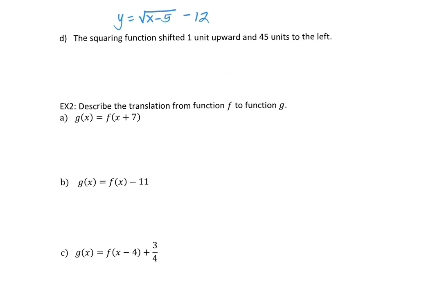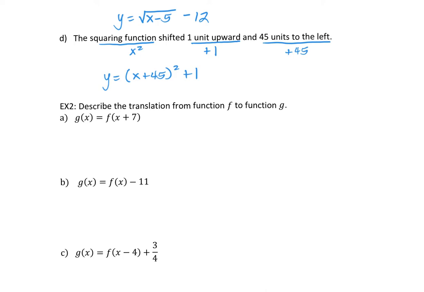Last one, we're looking at the squaring function. So squaring function is x squared, shifted 1 unit up, so up would be a plus 1. 45 units to the left would mean we're actually adding 45. Y equal to, now the plus 45 is to the left, we're changing the x value, so parenthesis x plus 45 squared, and then we're adding 1.